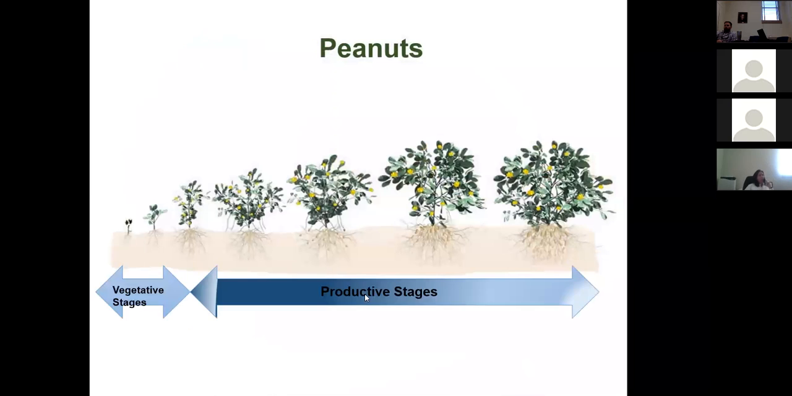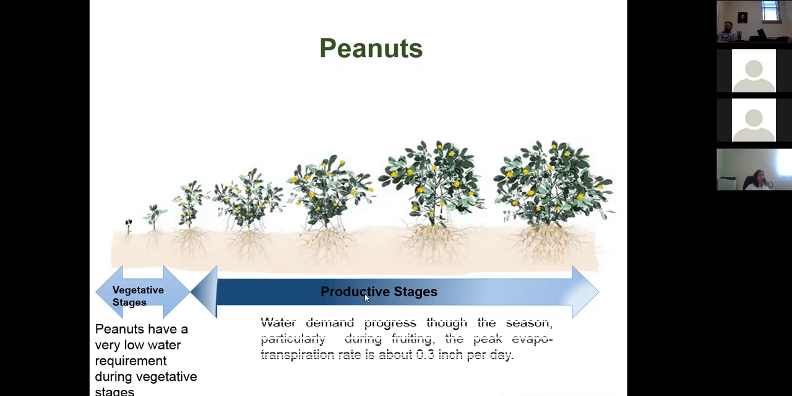Peanuts. Now we move to peanuts. Peanuts have a very low water requirement during the vegetative stage, but water demand progresses throughout the season, particularly during fruiting. The peak evapotranspiration rate is about 0.3 inches per day.